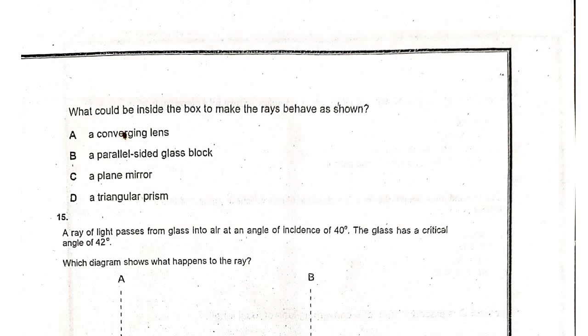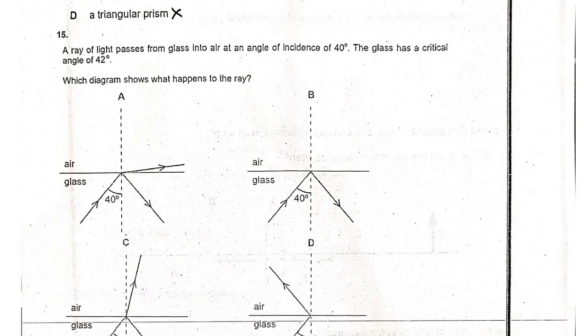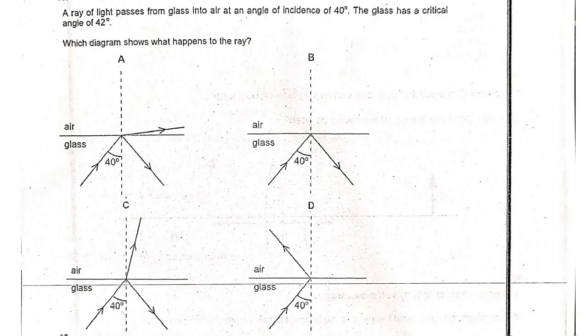So if there was a converging lens in the box, the rays would converge and meet at a point. If there would be a plane mirror, this means that the incident ray 1 and ray 2 will bounce back and emerge from the same side of the box. This means this is incorrect. And in a triangular prism, the original direction of the waves changes. This means that we have a parallel sided glass slab inside that box. Then let's see question number 15.